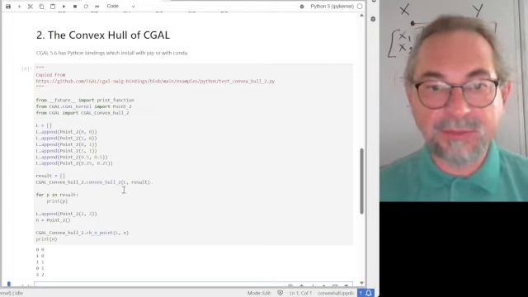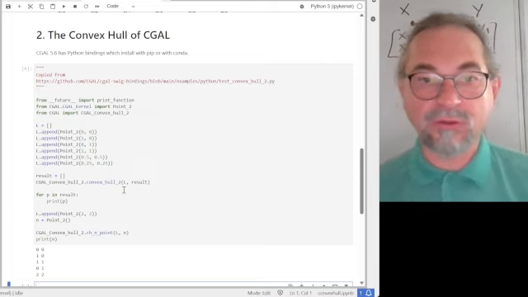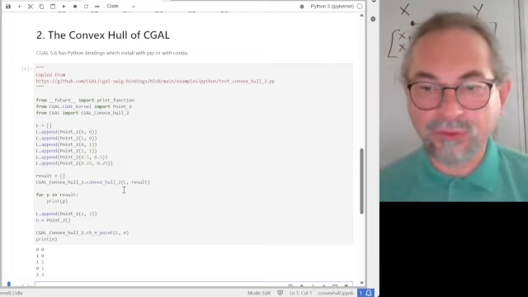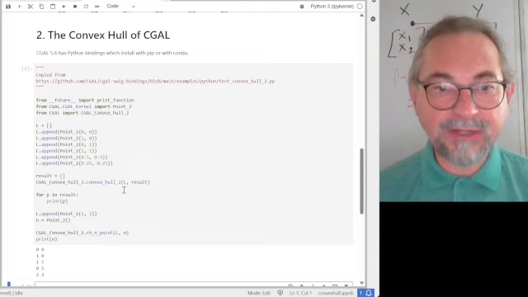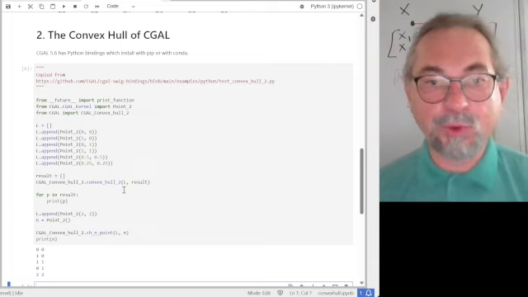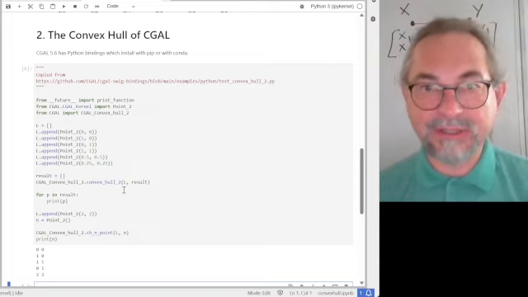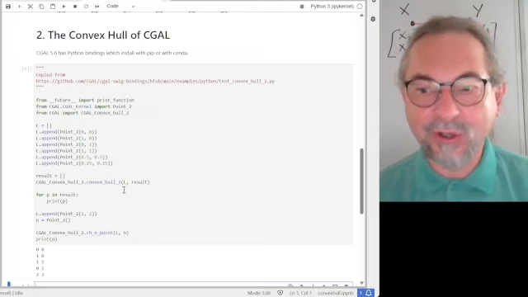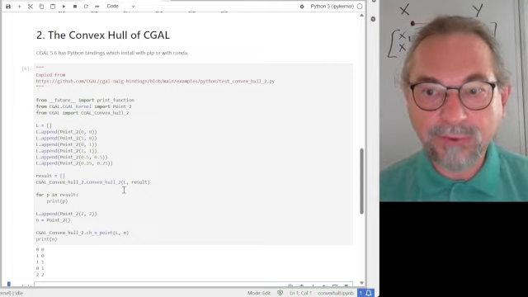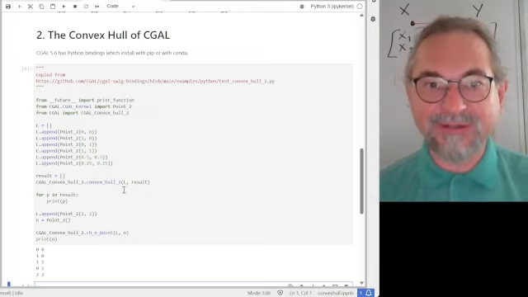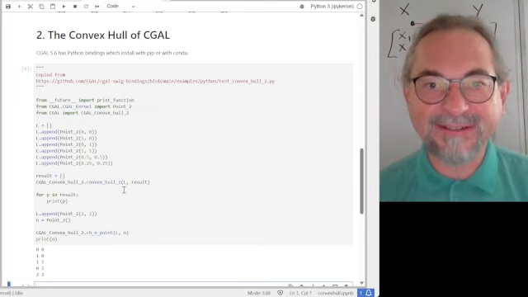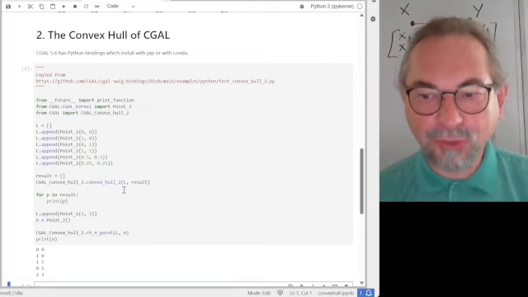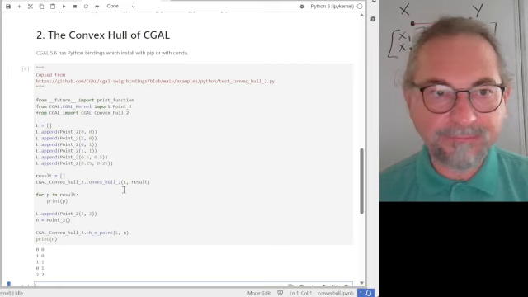And then I apply the convex_hull_2 method. And here you see the points that are printed here. Also, this is a check on whether your installation worked. Okay, two different software environments all together in one Jupyter notebook.